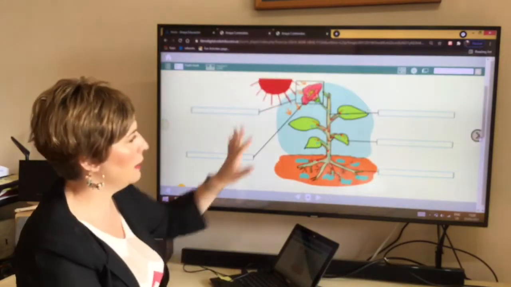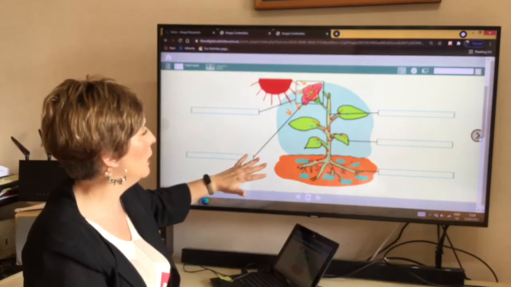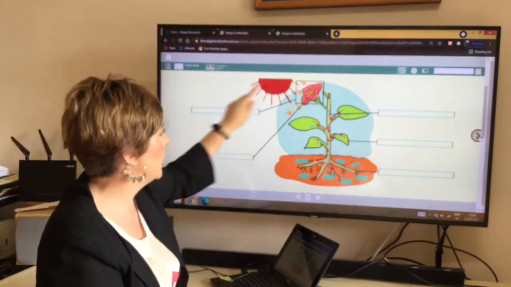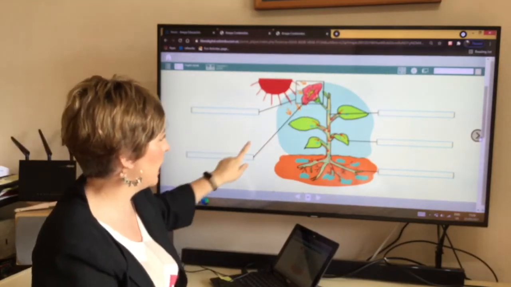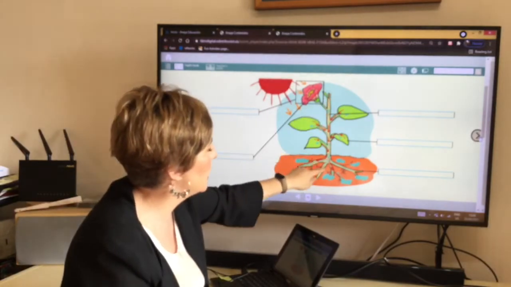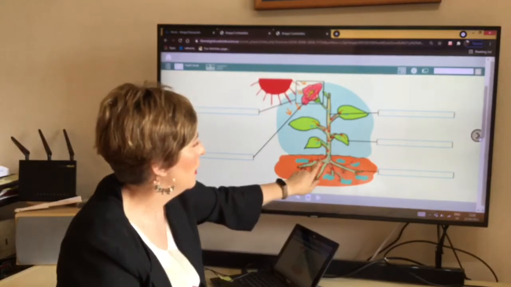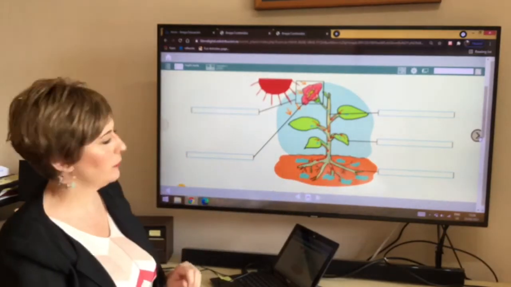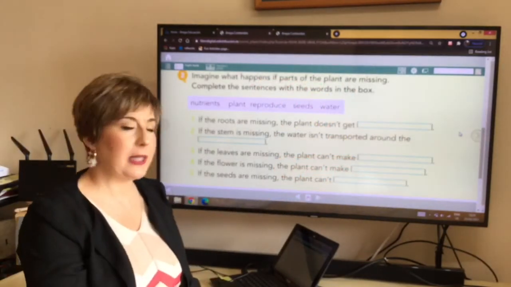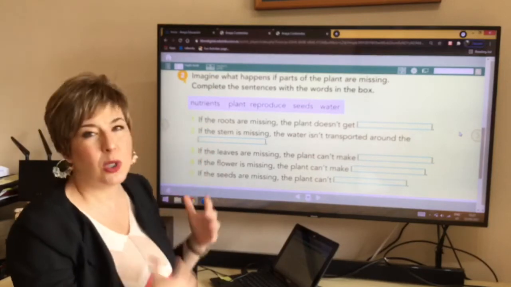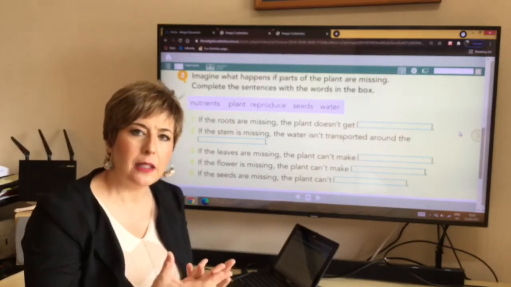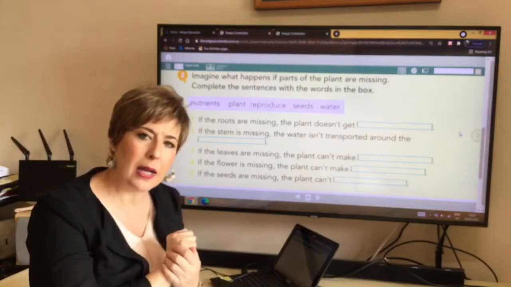Very important, the parts of the flower. We said this is the flower, this is a petal, this is the stem, leaf, and root. Very important, this activity. What would happen to a plant if it didn't have one part?